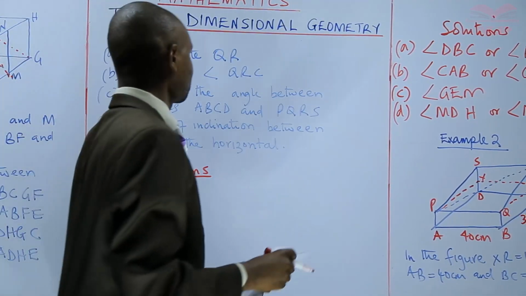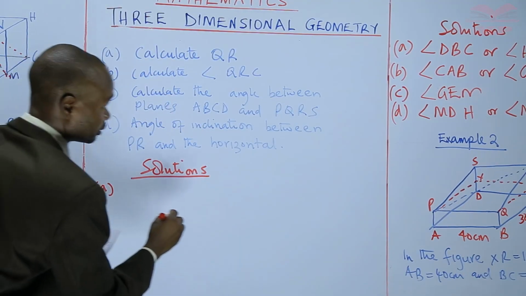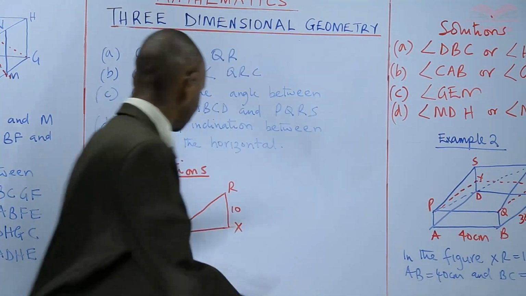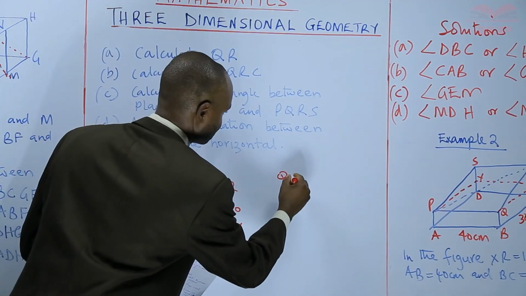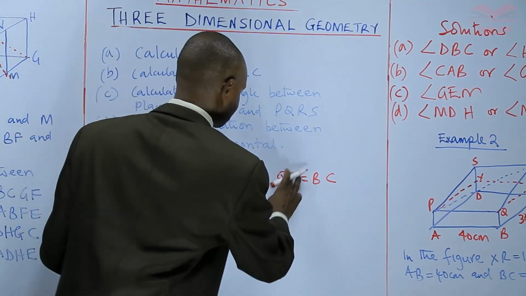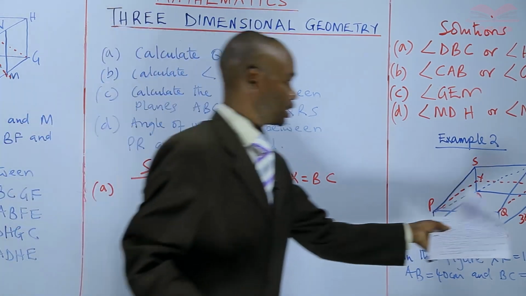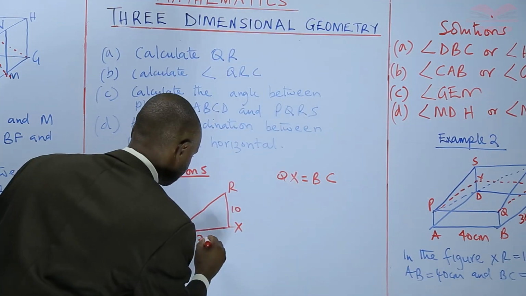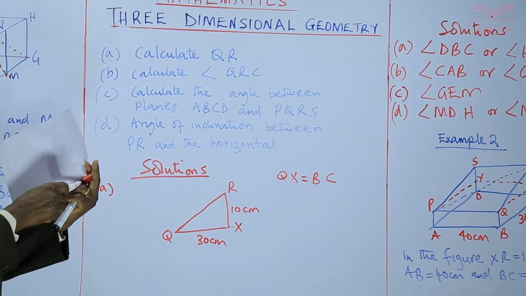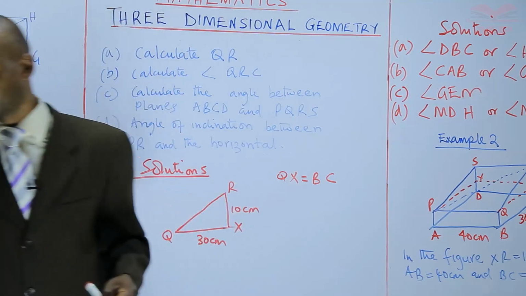The solutions. QR, you look for where QR is. QR is the same as BC. QX is the same as BC. So BC is 30 centimeters. So when you come to work out that, you should have known Pythagoras theorem.